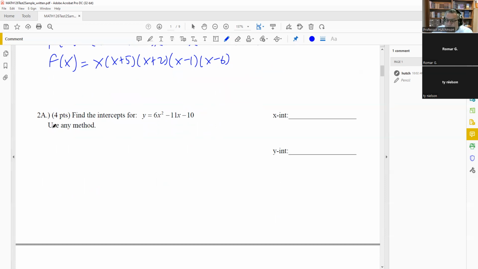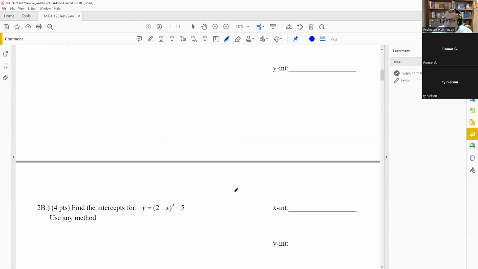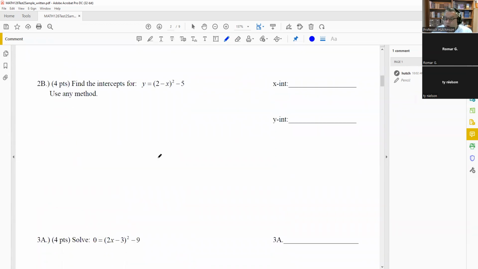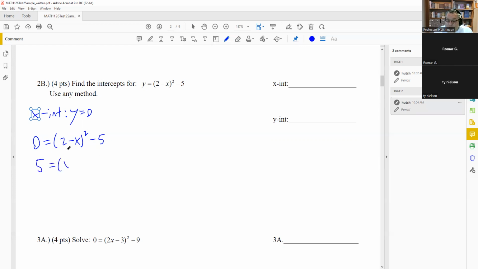Okay, so for number 2, it's going to ask you to find the intercepts using any method. On 2A, you could probably do that one by factoring. So factoring is one method you could do. But I want to look at this one as well. This is one where you have to find it using the square root principle. First of all, the x-intercept is where you put in a 0 for y. So we have 0 equals 2 minus x squared minus 5. If you're going to solve this using the square root method, you want to make sure that this square is isolated on one side of the equation. So the 5, we're going to move over to the other side.